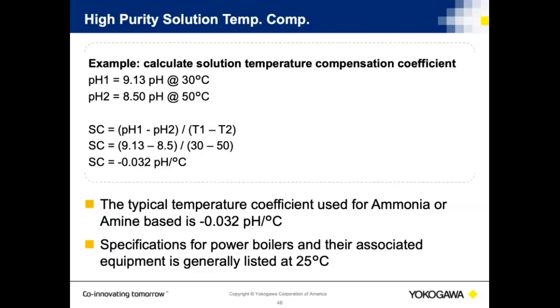All you do is throw it into the equation, and you end up with pH1 minus pH2 divided by temperature 1 minus temperature 2. And you notice you end up in this example at minus 0.032 pH per degree C. And you get the added benefit that it's comparing the value to the known value at 25 degrees C.